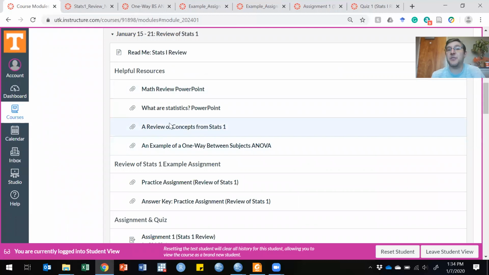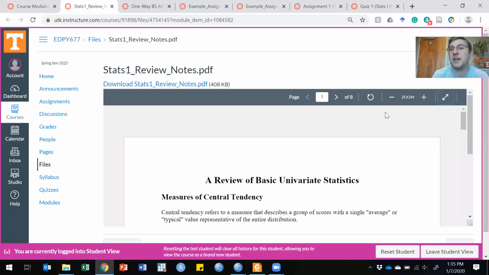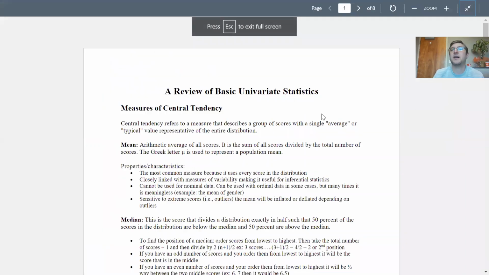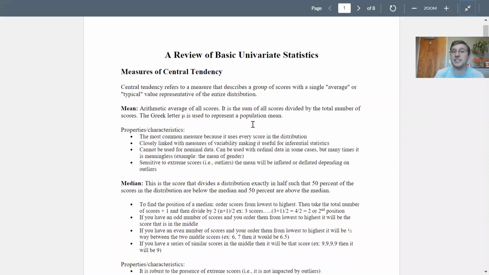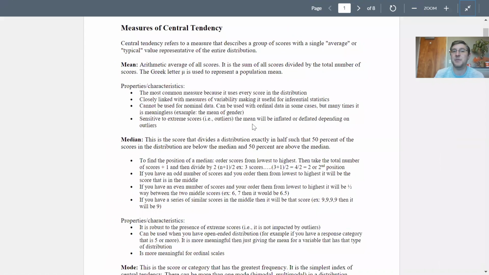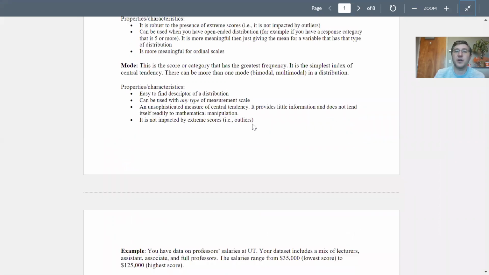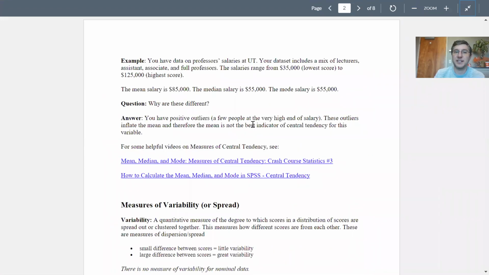Also provided right here is a review of concepts from Stats 1. It's just some general overview notes. I mean, it's not a very comprehensive overview, but it gives you a reminder of the different concepts, different things we talked about in Stats 1. It gives you an overview of different measures of central tendency. If you don't remember exactly what the mean, median, or mode are, you can read about that.